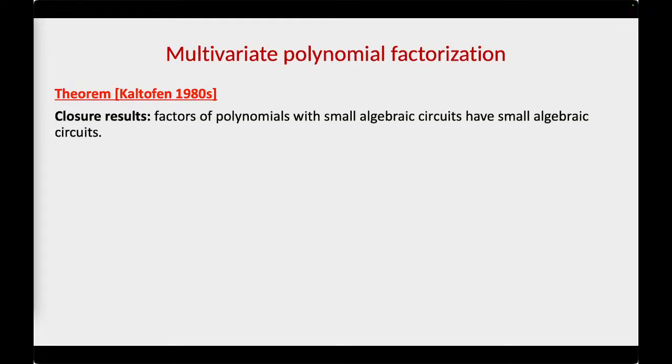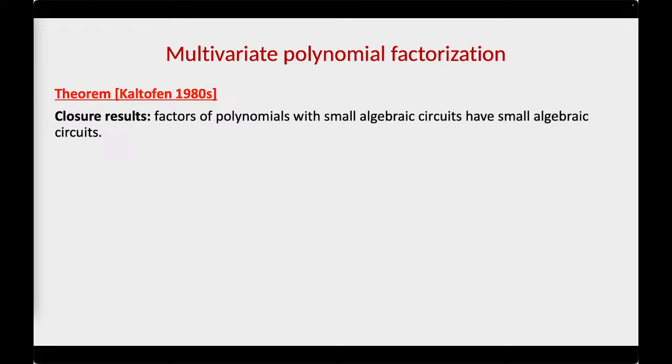So a long line of work, sort of culminating in a work of Kaltofen in the mid-80s, proves the following theorems. So it shows, first of all, that factors of polynomials with small algebraic circuits have small algebraic circuits. I'll just point out here that we are under the assumption that the degree of the polynomials is polynomially bounded in the number of variables. This was an issue that also came up during Anakin's talk yesterday. Okay, so we are in that setup. And in that setup, Kaltofen showed that if you have a polynomial f which has a circuit of size s, then all its factors have circuits of size poly in s and the degree of f, which is poly in s in the setup we are in.